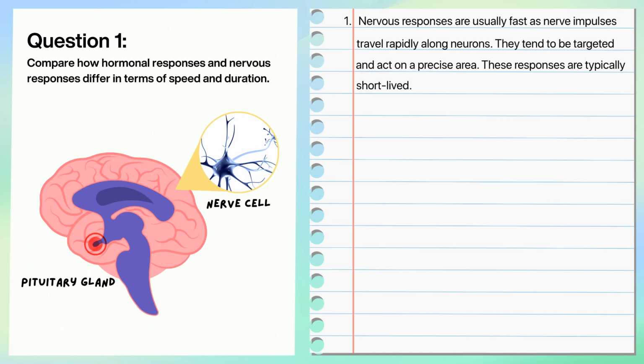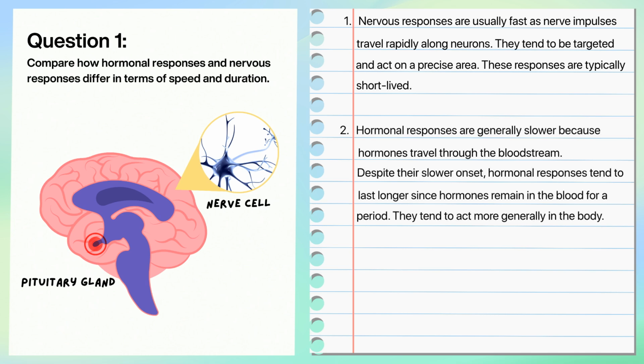Nervous responses are usually very fast because nerve impulses travel rapidly along neurons. They tend to be targeted and act on a precise area. These responses are typically short-lived. Hormonal responses are generally slower because hormones travel through the bloodstream. Despite their slower onset, hormonal responses tend to last longer since hormones remain in the blood for a period. They tend to act more generally in the body.